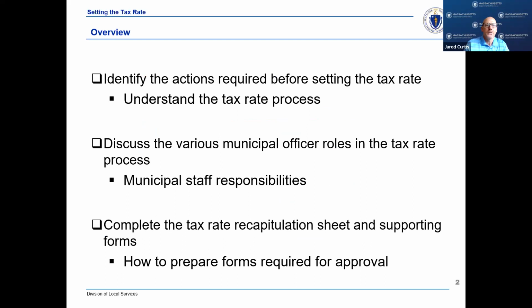Today, we will review the steps to completing the tax rate recap and discuss the various municipal officer roles in the process of submitting and completing the recap forms. We will also walk through the supporting forms that need to be completed when finalizing your community's tax rate recap.